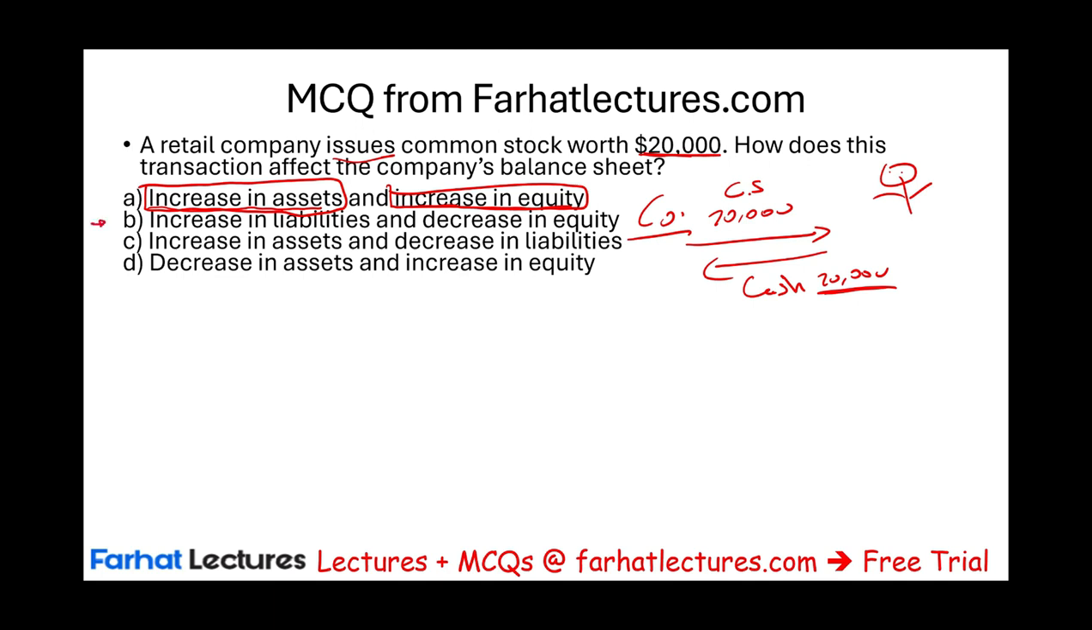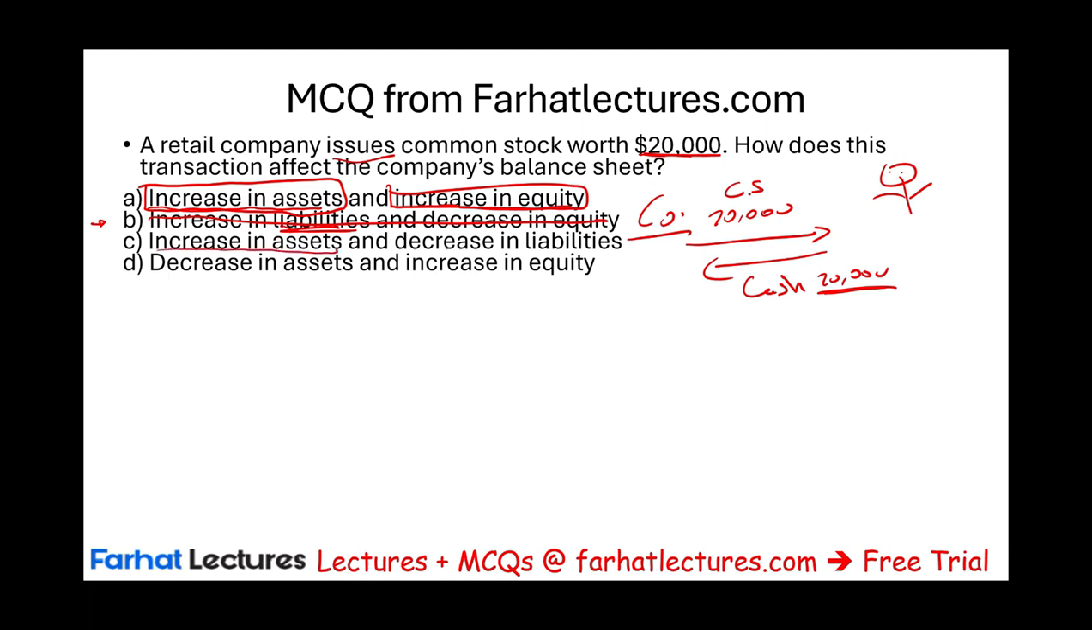B, increase in liabilities. Well, if the company is issuing stock and receiving cash, will their liabilities go up? No, absolutely not. They don't owe anything. When you give common stock, you are giving stock to owners of the company. They don't expect to be paid. These individuals are the owners. They are taking risk. So they're not really debtors. They're not really creditors. They're the owners of the company. Therefore, B is out.